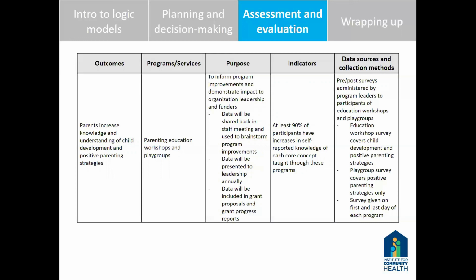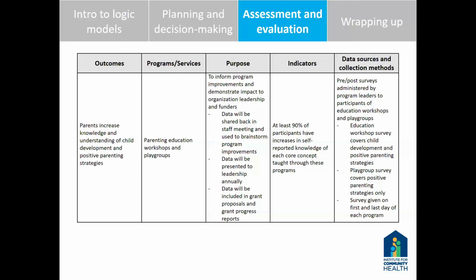And in terms of purpose, the Family Support Center actually had multiple purposes, multiple ways they thought this data could be useful to them. But mainly they wanted to inform program improvements and also have a concrete way to talk about their impact to both their own leadership but also funders. So in terms of how they thought they could use this information, they thought they could share it back in staff meetings, use it as a point of discussion to think about how the program could be improved. They could present it in their annual reporting back to leadership and board. And they could also incorporate the data into their future funding proposals, as well as progress reports out to their funders.